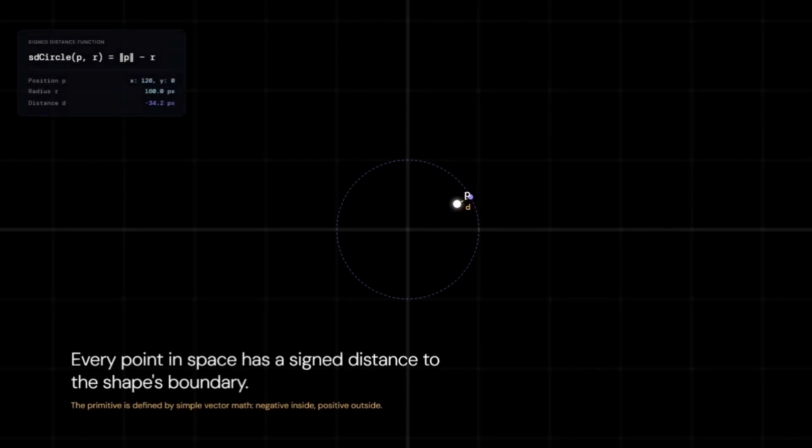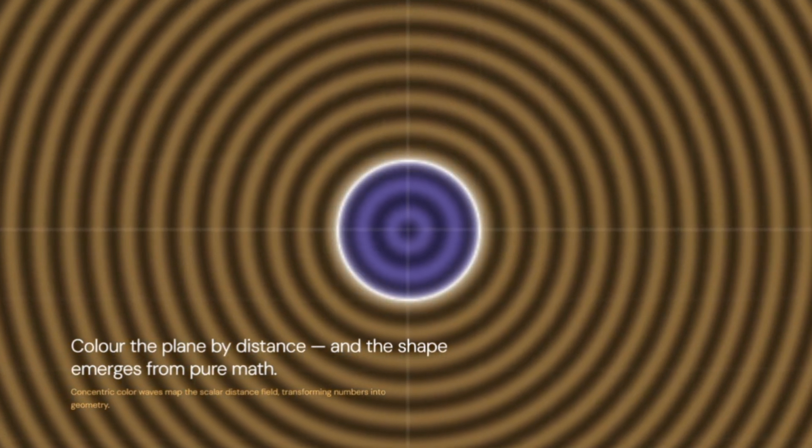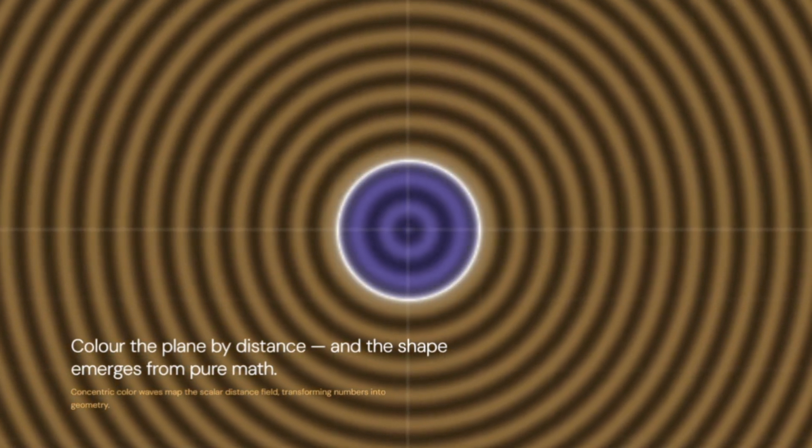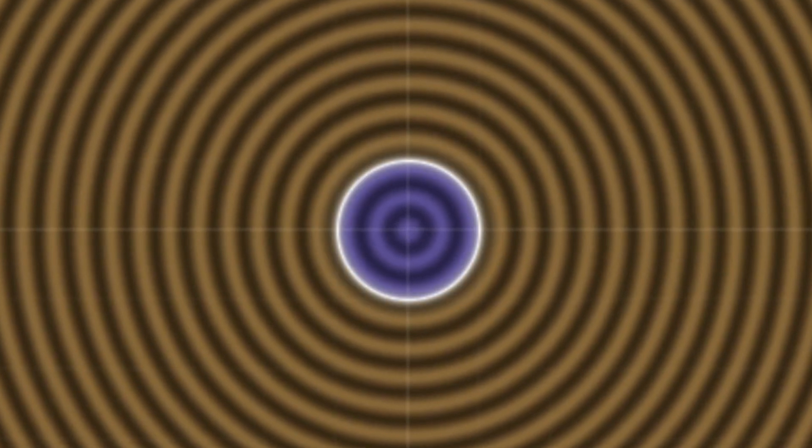A signed distance function returns the distance from any point in space to a shape's boundary, negative inside, positive outside. Color every negative pixel and you have a shape. The shape isn't drawn, it's computed. A function runs at every pixel and returns a number. That number is the color. No pixels stored, no resolution limit.